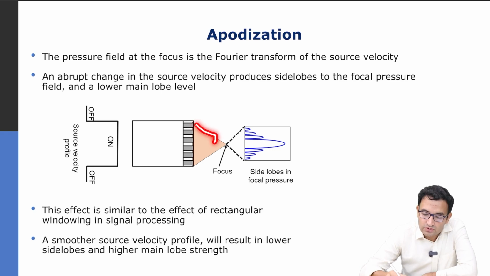Also, as you produce this profile, you are in a way suboptimally using some of these elements because they'll be firing with low pressure. So even the signal to noise ratio and the penetration depth will be reduced when you go for apodization.